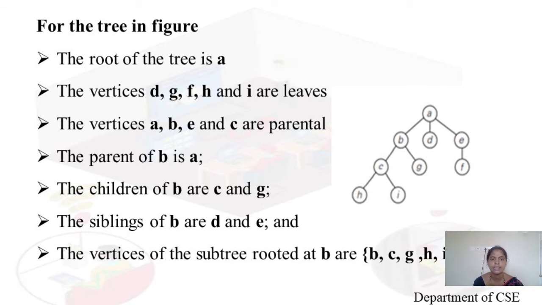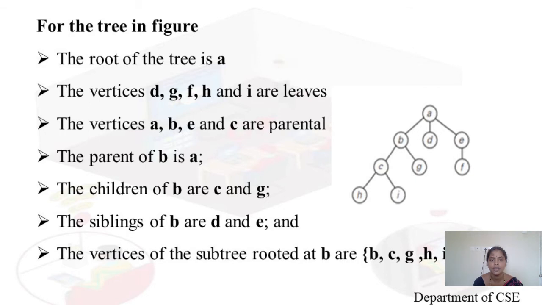The vertices A, B, E and C are parental, since they have at least one child. A has 3 children, that is B, D and E. B has 2, that is C and G. E has 1, that is F, and C has again 2 children, that is H and I. So they are parental.